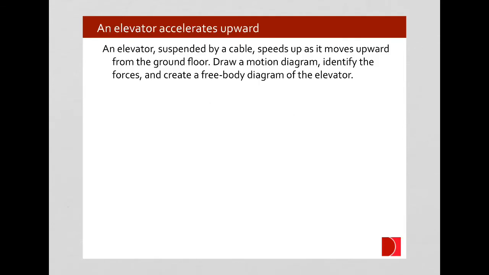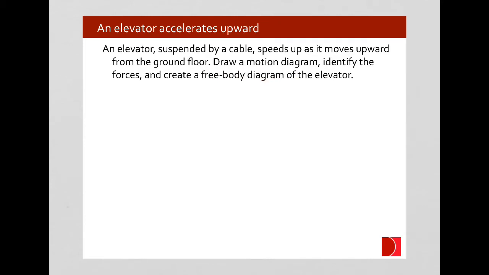We'll see an example of how to model motion and how to develop a free body diagram from a description of motion. So here we have an elevator that's suspended by a cable, and it speeds up as it moves upward from the ground floor. We are to draw a motion diagram, identify the forces, and create a free body diagram for the elevator.